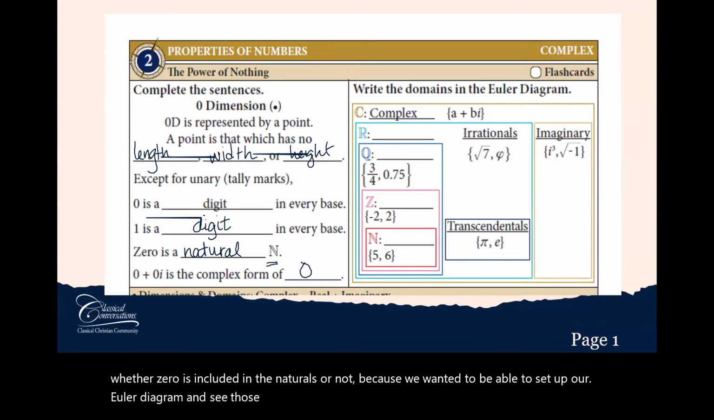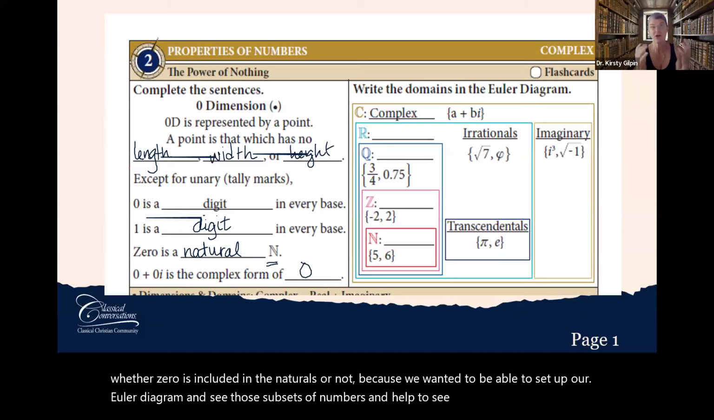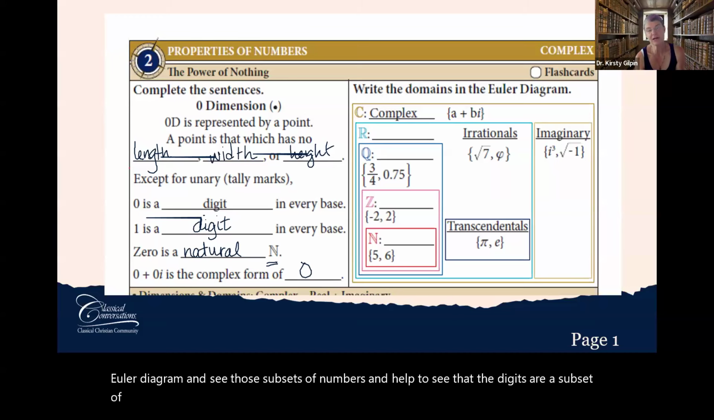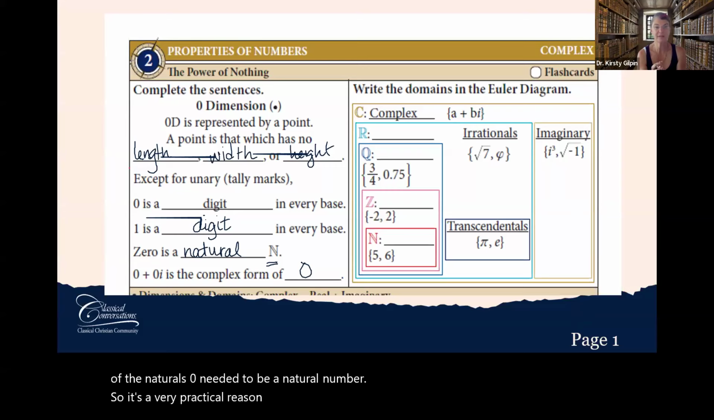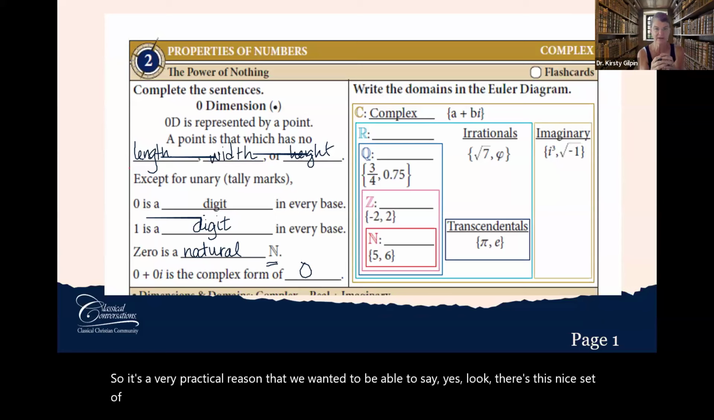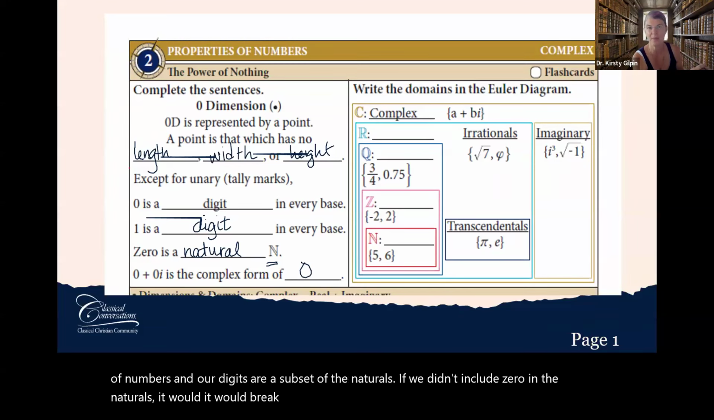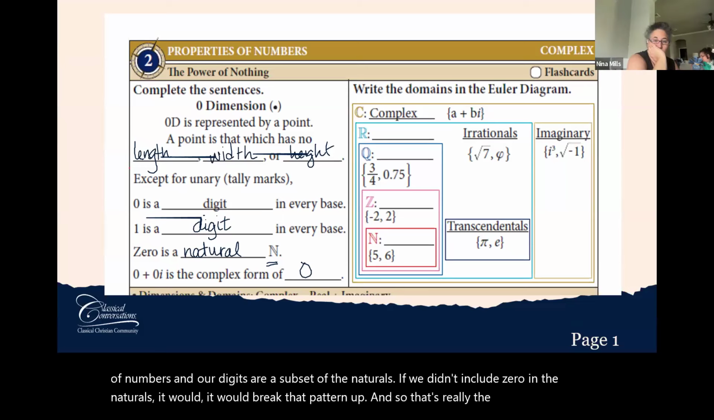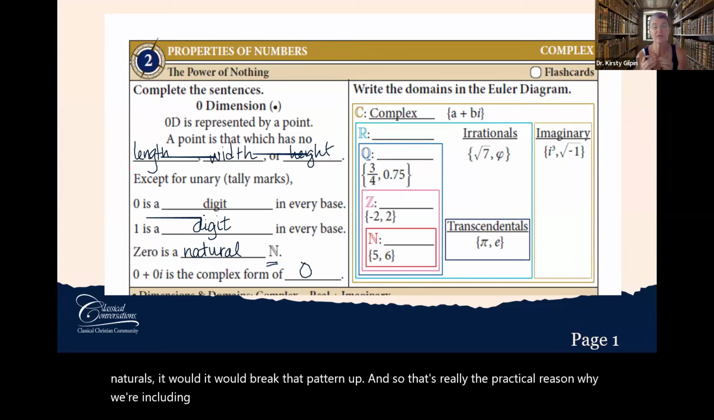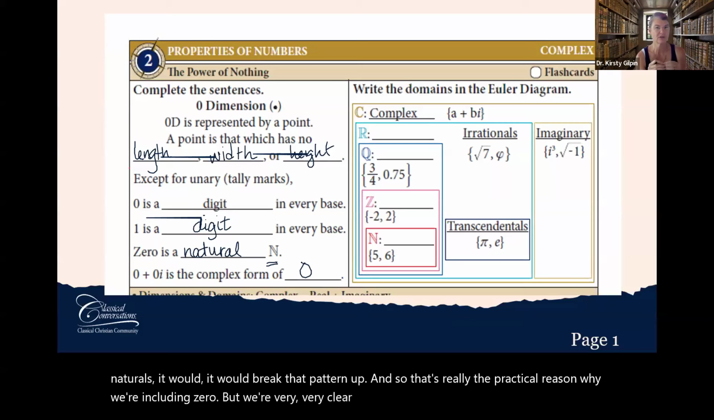of numbers and help to see that the digits are a subset of the naturals, 0 needed to be a natural number. So it's a very practical reason that we wanted to be able to say, yes, look, there's this nice set of numbers and our digits are a subset of the naturals. If we didn't include 0 in the naturals, it would break that pattern up. And so that's really the practical reason why we're including 0. But we're very, very clear to define our terms.